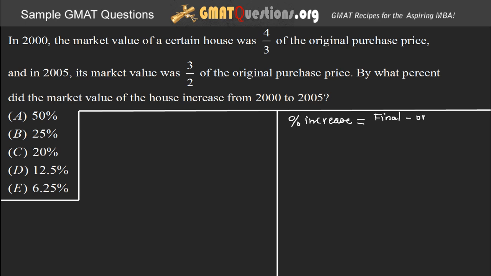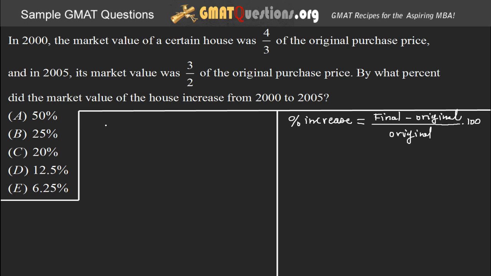minus the original value divided by the original value, times 100. Okay, don't forget to times 100 here. It's important at the end. Okay, so this is the formula we're going to use to solve this question. It is a pretty simple question, and we just need to make sure we deal with it as fast as we can.